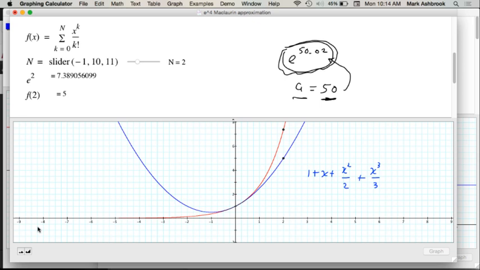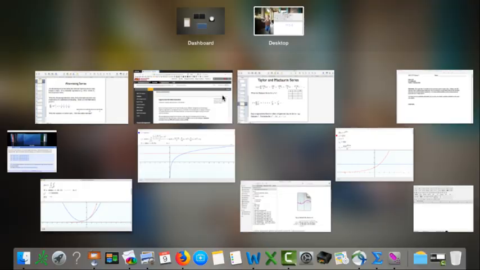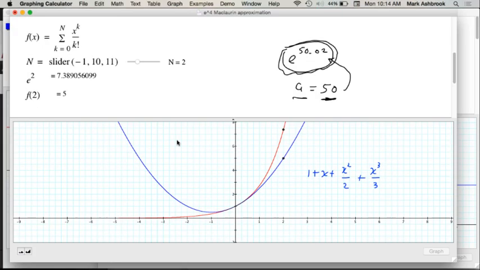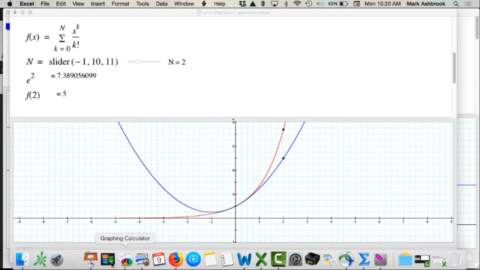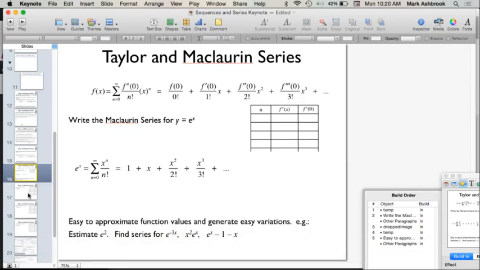Another question. I saw another hand. Anybody else? Okay, so why don't you guys try the Maclaurin series for cosine x while I take attendance. Here we go. We got one more example to do.